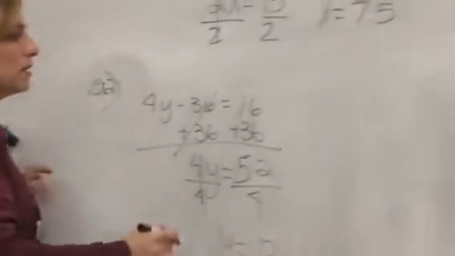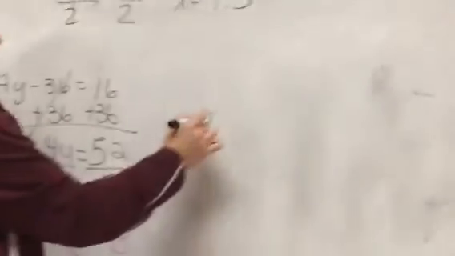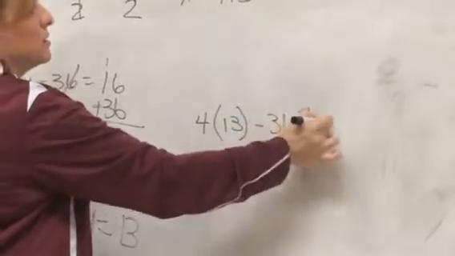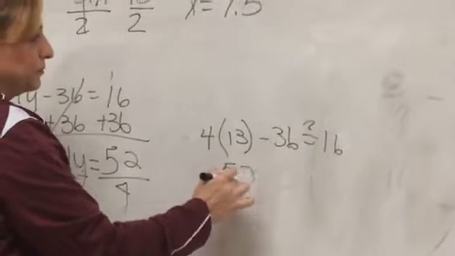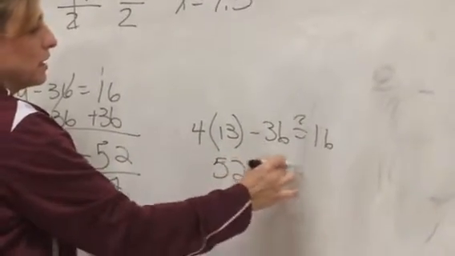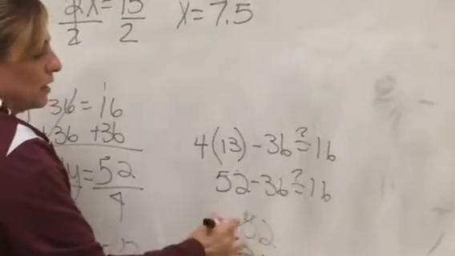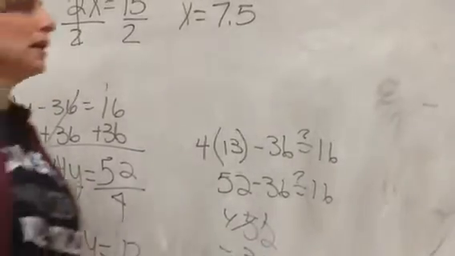Okay, let's see if this works. It's 4y, so let's plug in 13, minus 36. Does that equal 16? 4 times 13 is 52. Minus 36, does that equal 16? Well, let's do 52 minus 36. Sure enough, it equals 16. We've got the right answer.